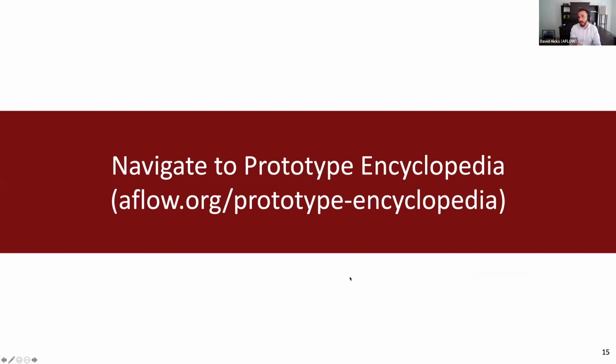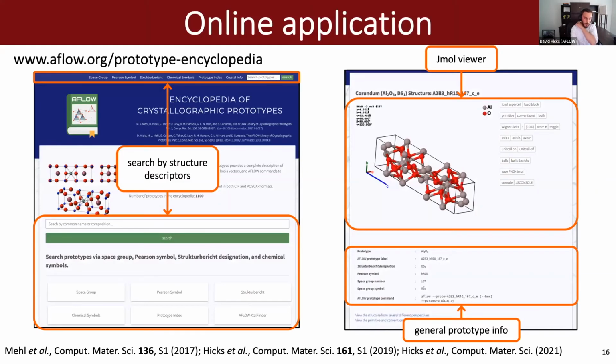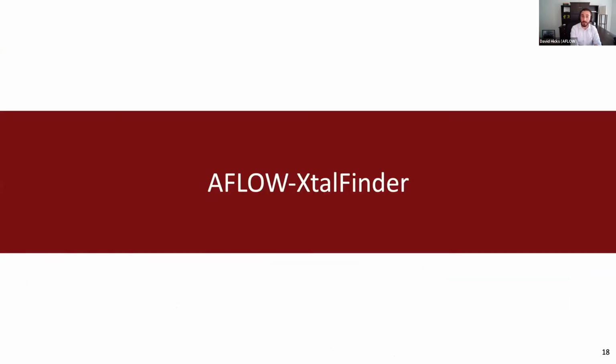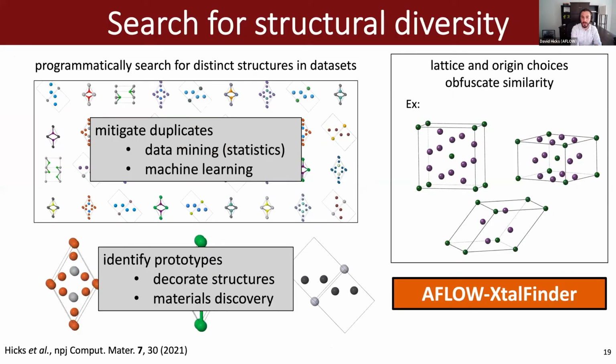And so that's the prototype encyclopedia that allows you to generate structures programmatically. And so the last part that I'll discuss briefly, these slides are just for your reference if you'd like to go back and see what is on the prototype page. But the last section is AFLOW-XtalFinder. And so here's some motivation. I think I've already motivated why this is important, but in the context of machine learning.